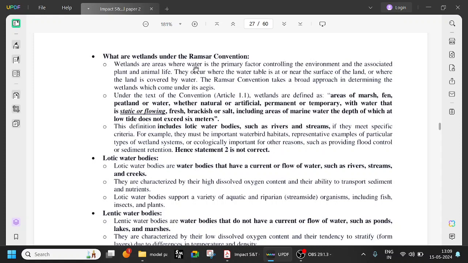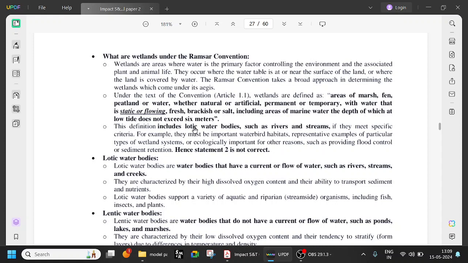The Ramsar Convention takes a broad approach in determining wetlands. Wetlands are defined as areas of marsh, fen, peatland or water, natural or artificial, permanent or temporary, with water that is static or flowing. So it can be a pond or a flowing river also, fresh, brackish, salt, like the mangroves, including areas of marine water, the depth of which at low tide does not exceed 6 meters. That means at low tide, if the depth is less than 6 meters, only then it will be considered a wetland. If it is more than 6 meters, then it becomes the ocean, part of the sea.